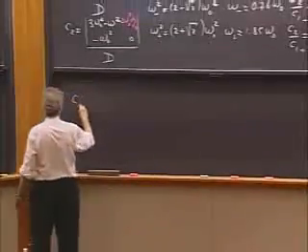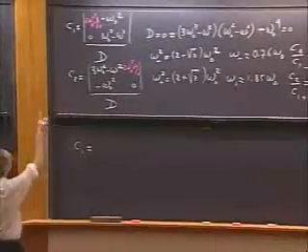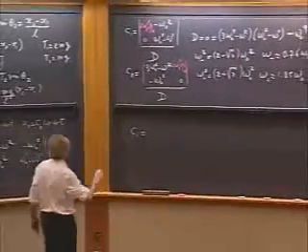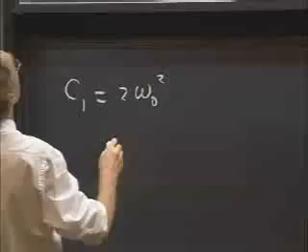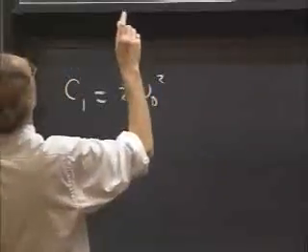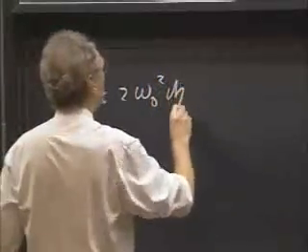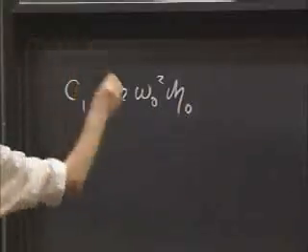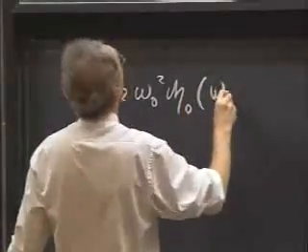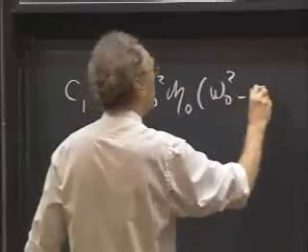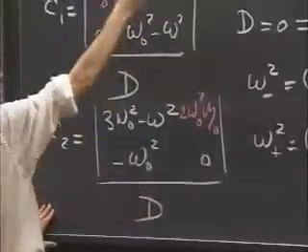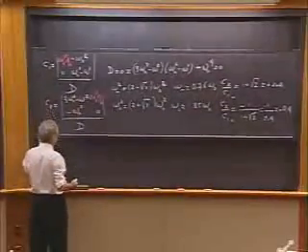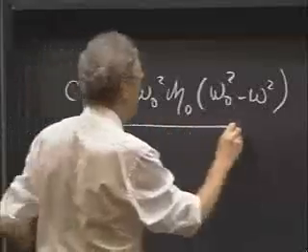So I can write down now C1. So I take the determinant there of the upstairs. So that gives me 2 omega 0 squared times eta 0 times omega 0 squared minus omega squared. That is this diagonal, and this one is 0. And I have to divide that by d.